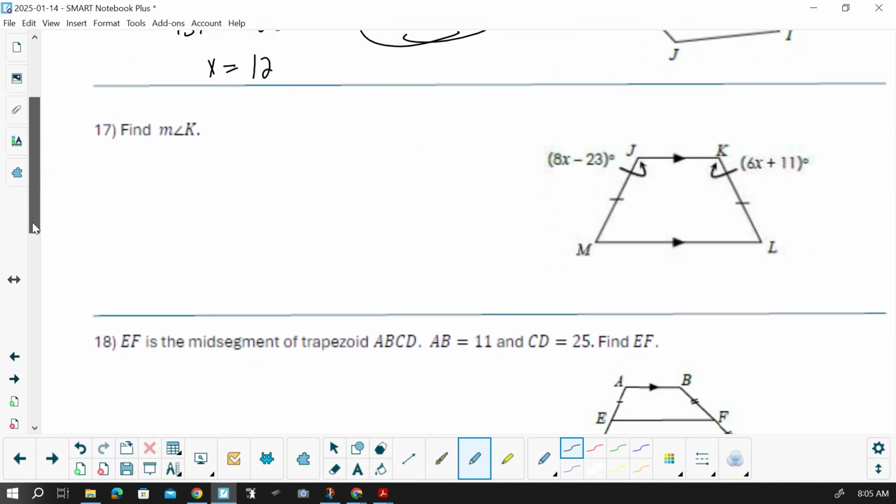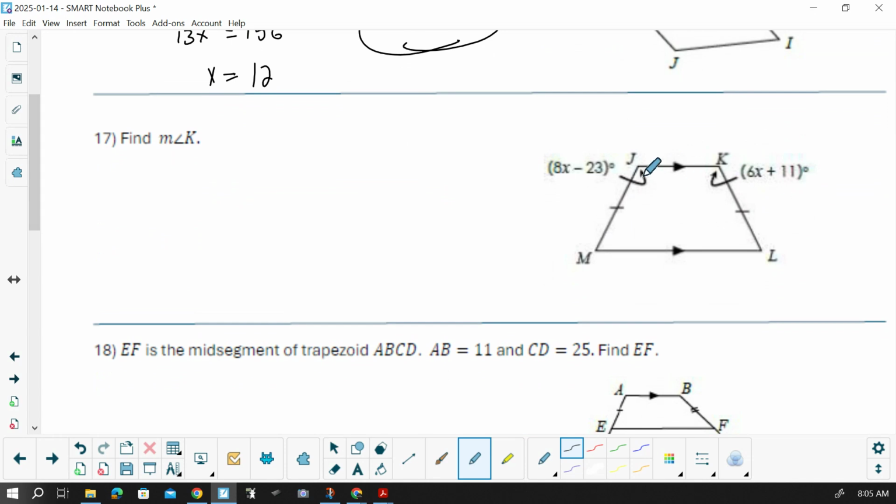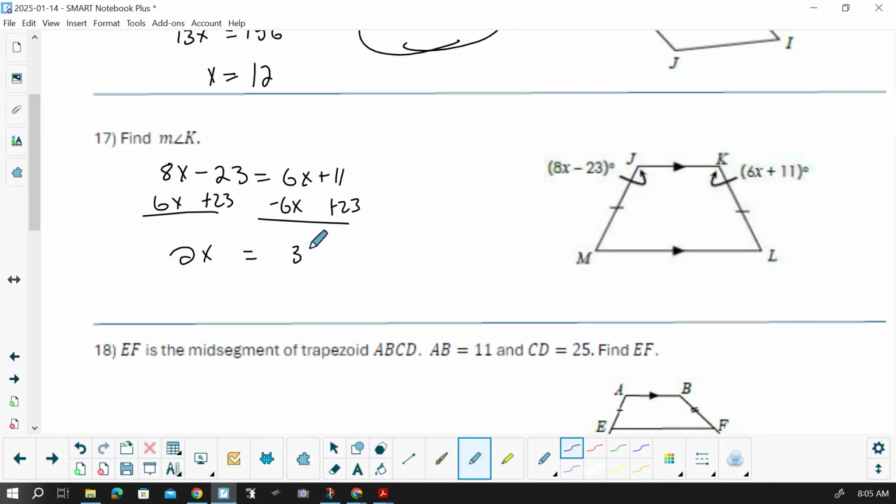Number 17. This is an isosceles trapezoid. It's not the ones between the parallel lines, so these would actually be equal to each other. 8x minus 23 will be equal to 6x plus 11. Subtract 6x from both sides. Add that 23. I get 2x equals 34. Divide by 2 is 17.